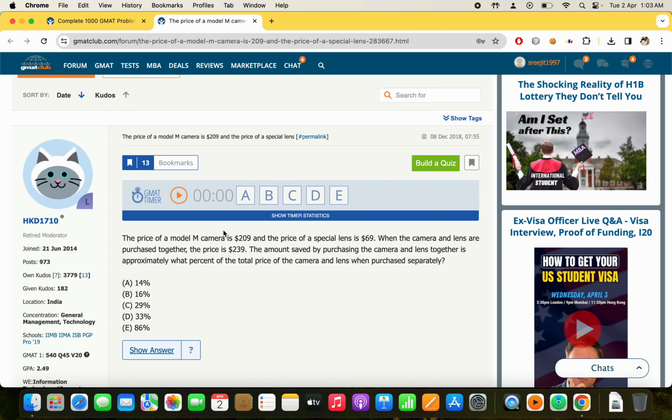So let's solve the 10th one now. The price of a Model M camera is $209 and the price of a special lens is $69. When the camera and lens are purchased together, the price is $239. The amount saved by purchasing the camera is approximately what percent? Very easy question. So $239 is if they are purchased together, and 278 will be their price separately. So let's subtract it.